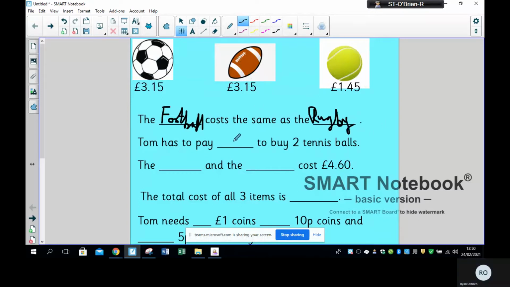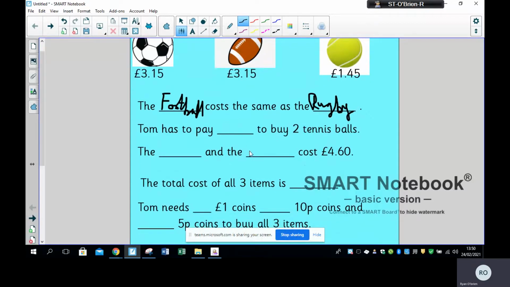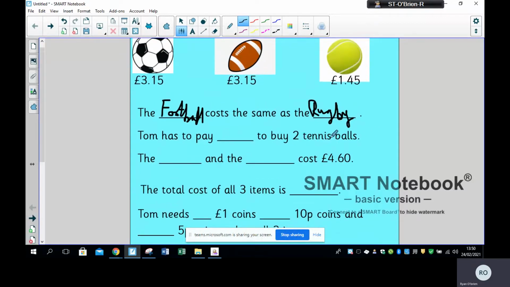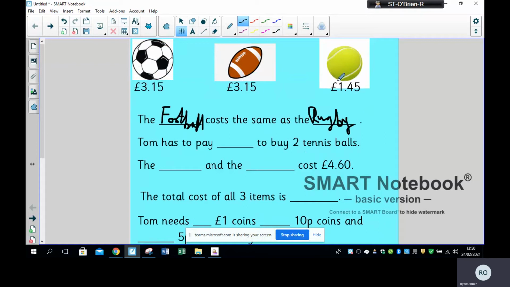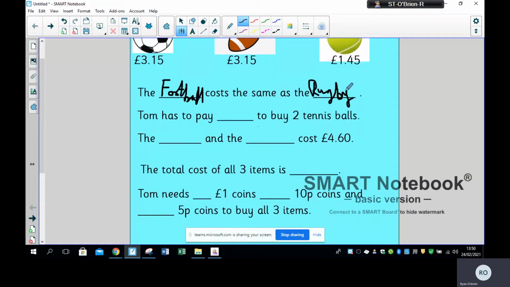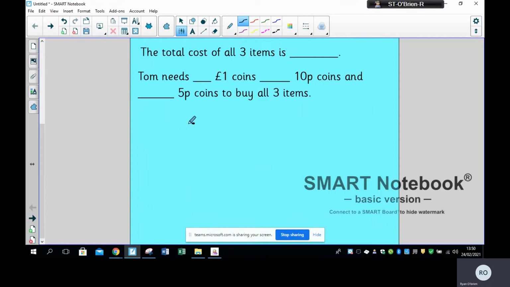The next one: Tom has to pay to buy two tennis balls. How much does he have to pay? Well, one tennis ball is £1.45, but he wants two. So we need to do £1.45 add £1.45. We're doubling it, aren't we? I'll make sure my numbers are lined up. I've got my hundredths, my tenths, and my ones.